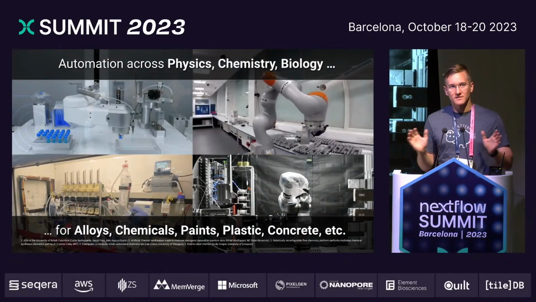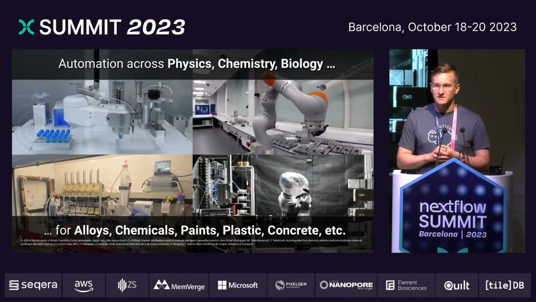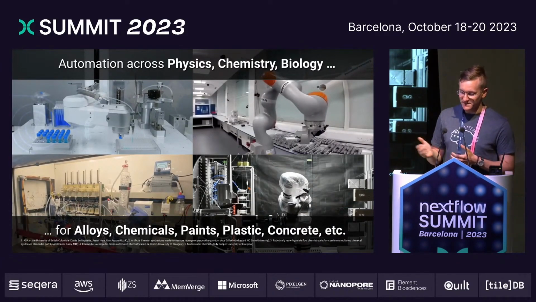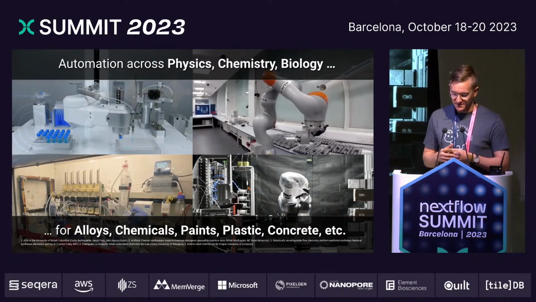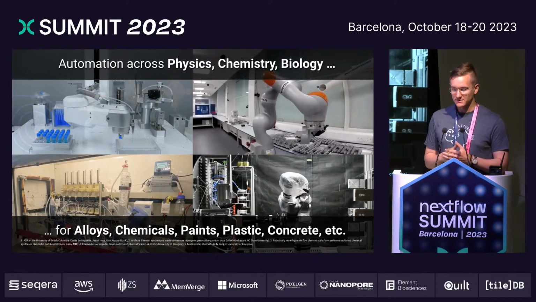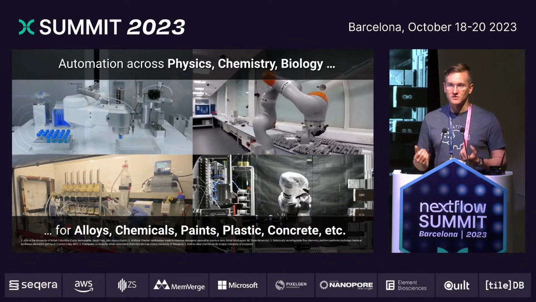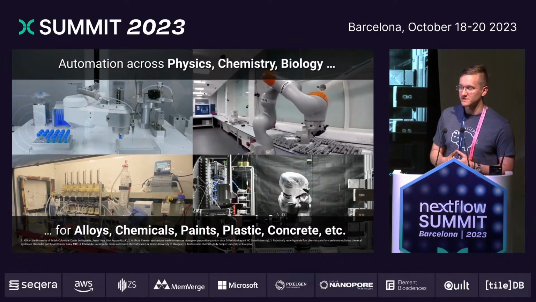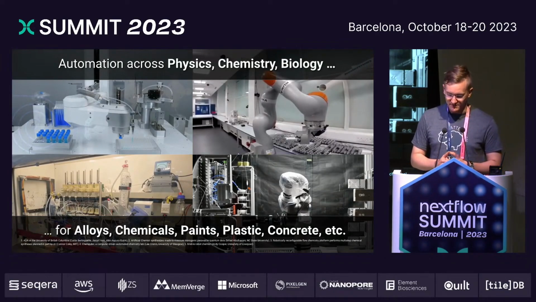And so this automation is actually happening across all kinds of disciplines right now: physics, chemistry, biology, who are trying to figure out better alloys for faster aircraft, chemical and paint combinations, plastics that are more stable but more sustainable, and concrete that doesn't require kiln firing, which is really, really energy intensive. So here you see different robot systems that have been put together over the last 5 years.